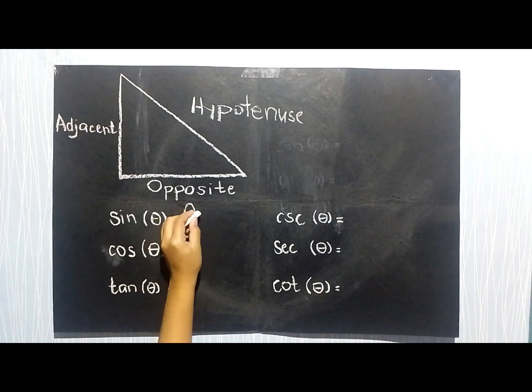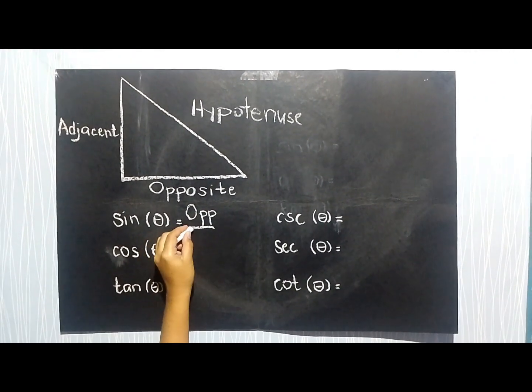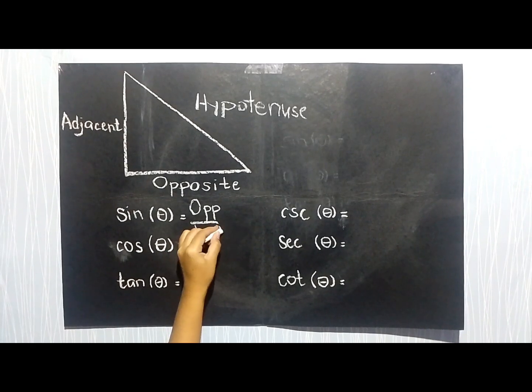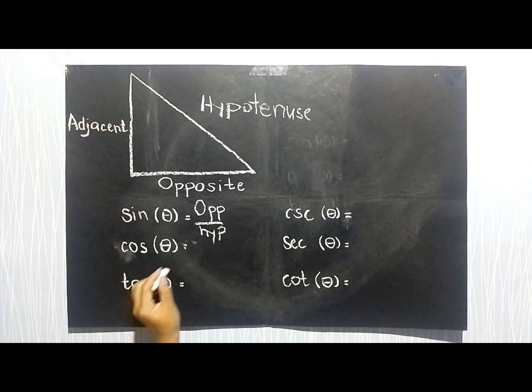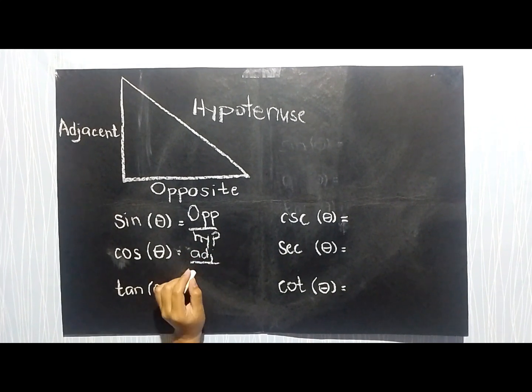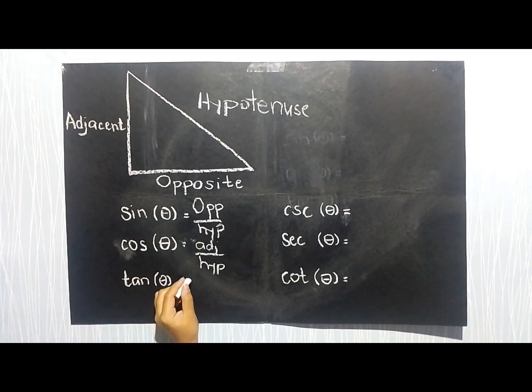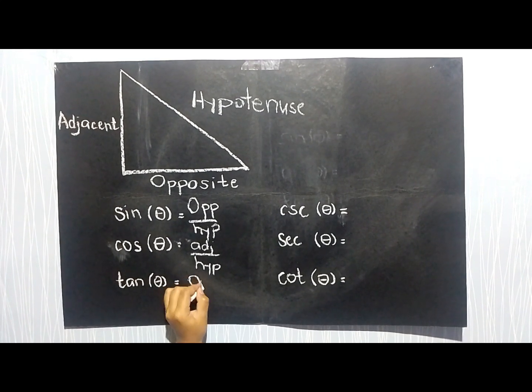Sine represents the y-coordinate on the unit circle. Sine theta is equal to opposite over hypotenuse. Cosine represents the x-coordinate on the unit circle. Cosine theta is equal to adjacent over hypotenuse. Tangent is the ratio of sine to cosine. Tangent is equal to opposite over adjacent.